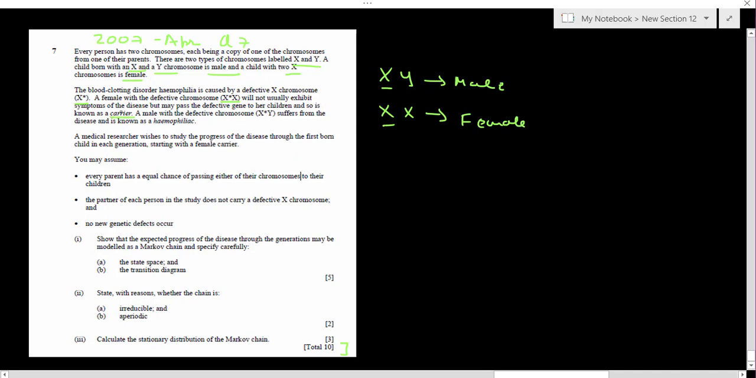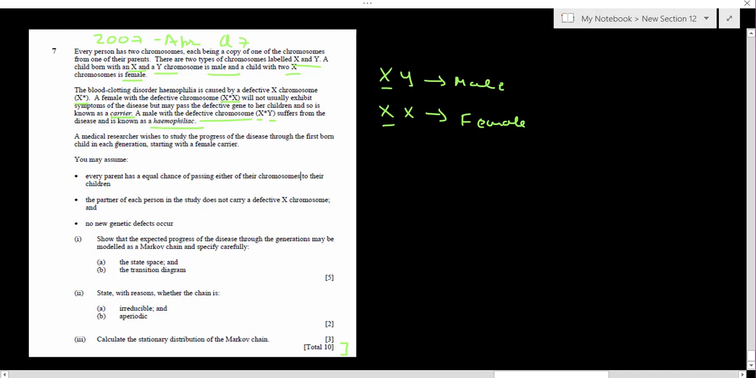Okay, so females can only be carriers, they do not exhibit symptoms, but they can pass down the disease. A male with a defective chromosome, that would be X star Y, okay, so one of the chromosomes has to be defective, suffers from the disease known as hemophilia, and he is called a hemophiliac.